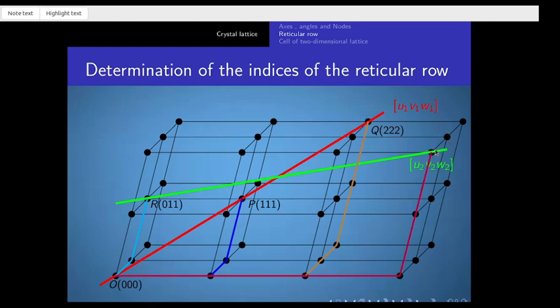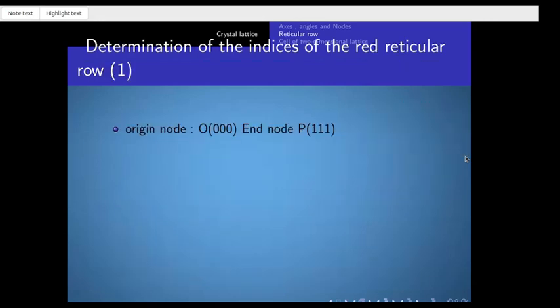And we say that this node, which is called S, has the coordinates 3, 0, 2: 3a plus 0b plus 2c. And now we can calculate the indices of the red reticular row and the green reticular row. We begin with the red reticular row, and we have to fix the origin node O 0, 0, 0 and the end node P 1, 1, 1.